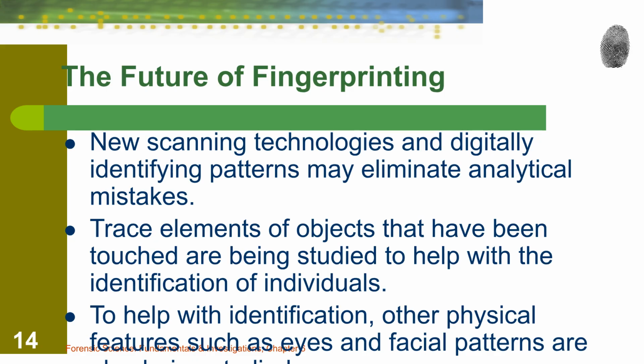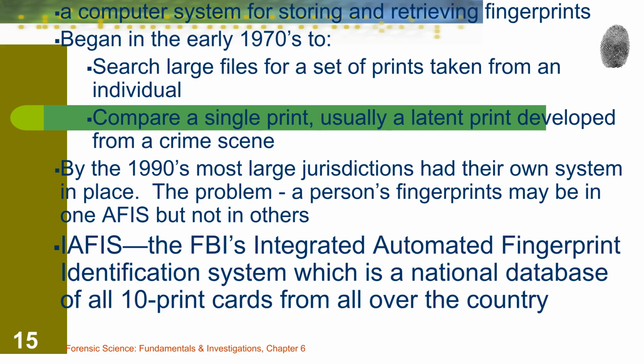The future of fingerprinting involves new scanning technologies and digital identification to minimize analytical errors. Researchers are also studying trace elements left on touched objects for identification. Furthermore, other physical features, such as eyes and facial patterns, are being studied to aid in identification. AFIS, the Automated Fingerprint Identification System, is a computer system for storing and retrieving fingerprints. It began in the early 1970s to search large files and compare prints from crime scenes.